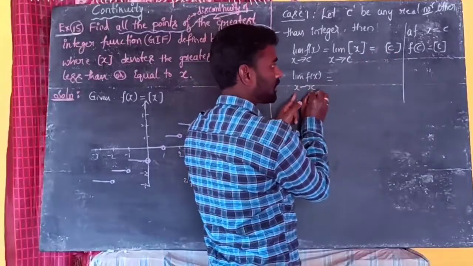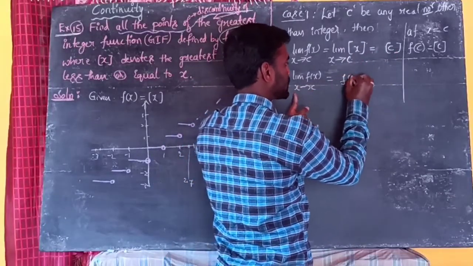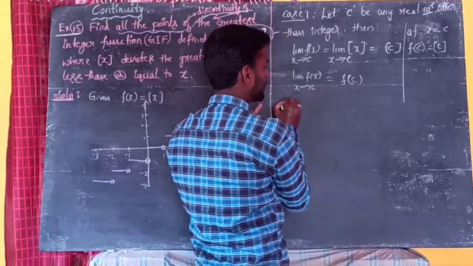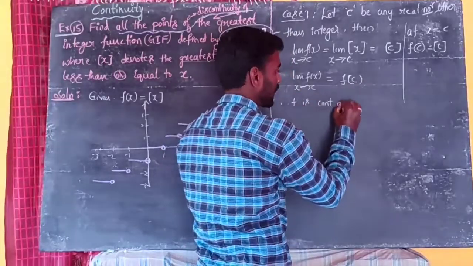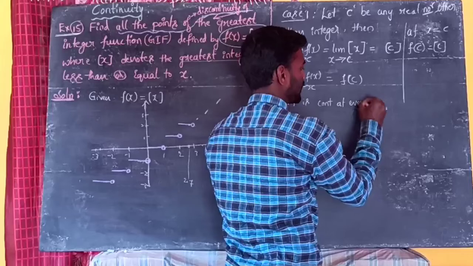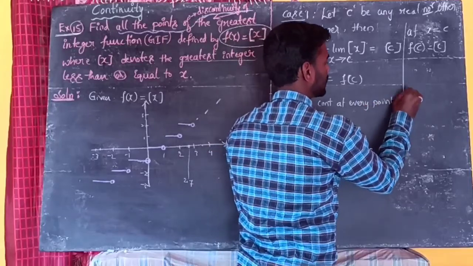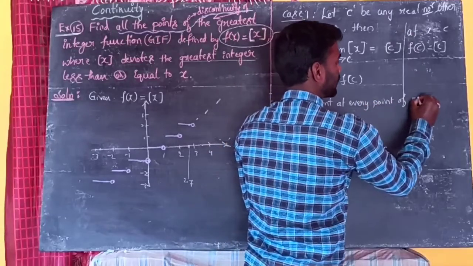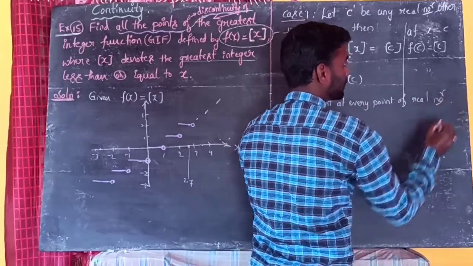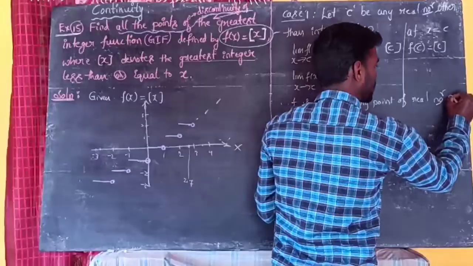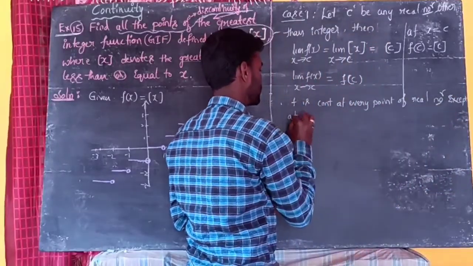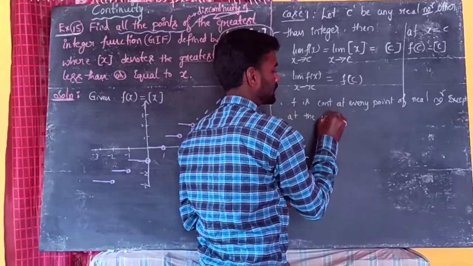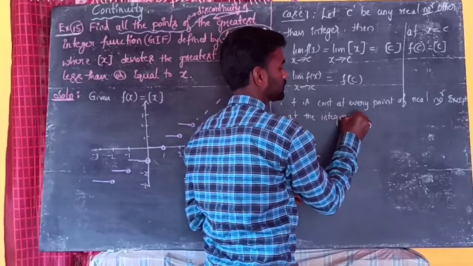Therefore the limit of f of x as x tends to c is equal to f of c. Therefore f is continuous at every point of the real numbers except at the integers, right?